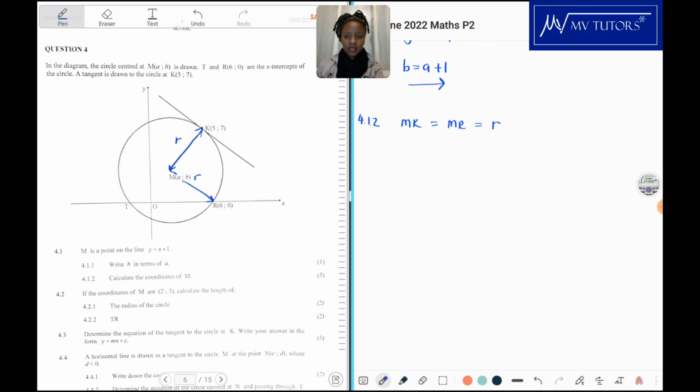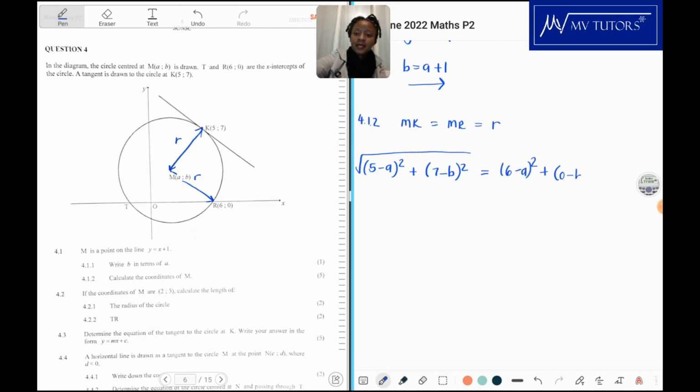Alright, so I'm going to use the distance formula, where I will take the x coordinate of K, which is 5, subtract the x coordinate of M, which is A, and that will be squared. The y coordinate of K is 7, the y coordinate of M is B. Alright, and I root all of that, because that is according to the distance formula. And I'm going to do the same thing for MR, right? So the x coordinate of R, that's 6 minus A, and that is squared. Then I'll have 0 minus B, and that's squared.